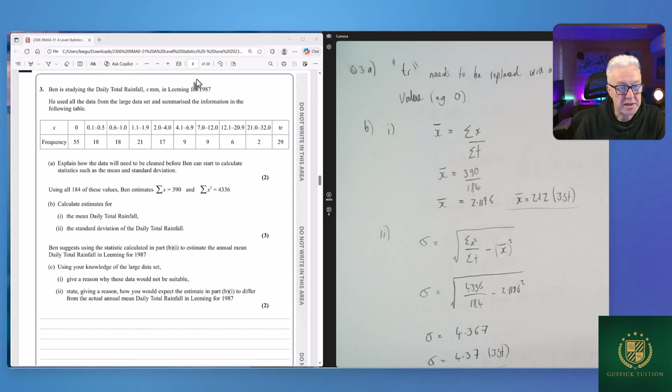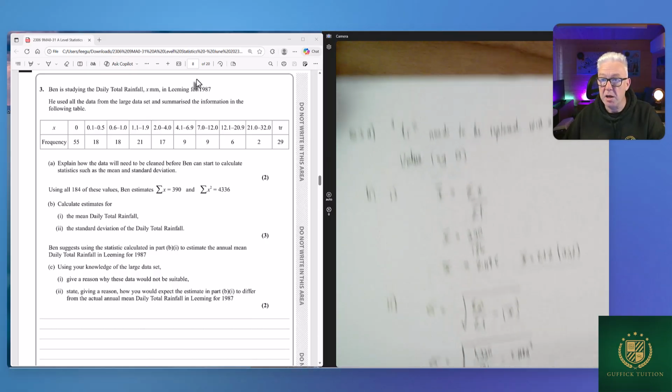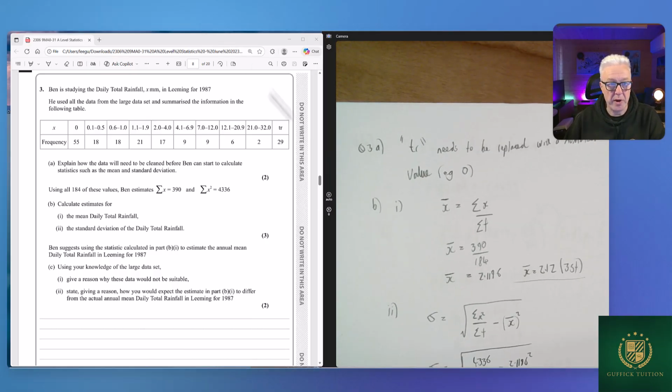Okay. Explain how the data will need to be cleaned before Ben can start to calculate statistics such as the mean and the standard deviation. Okay. Well, you'll notice that in the table we have this value here, trace. So if we're going to calculate a mean and standard deviation, we need all of the values that we're working with to be numerical. So what we need to do is replace TR with a numerical value.